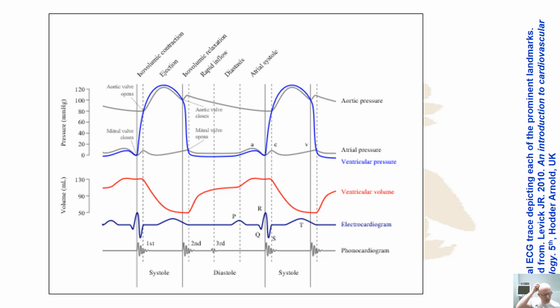So here is everything kind of together, and what you can see is the pressures in both the aorta and the ventricle. You can see the ventricular volumes, and you can see the ECG towards the bottom, and you can see how the ECG relates, as we were just referring to, to the changes in pressure. So for example, you can see the T wave, where you're getting the repolarization of the ventricles.